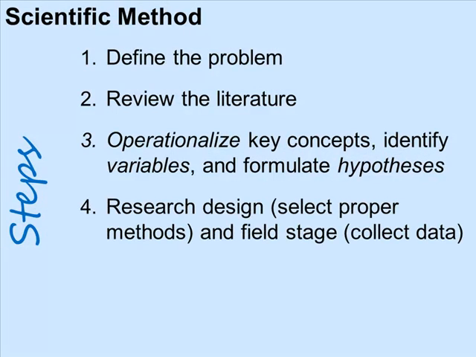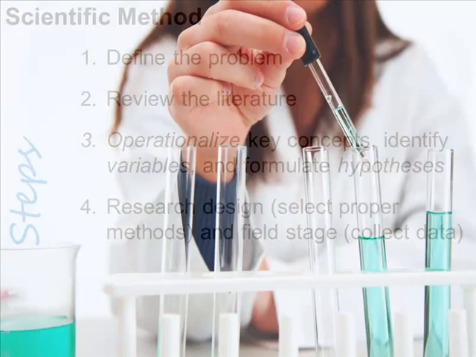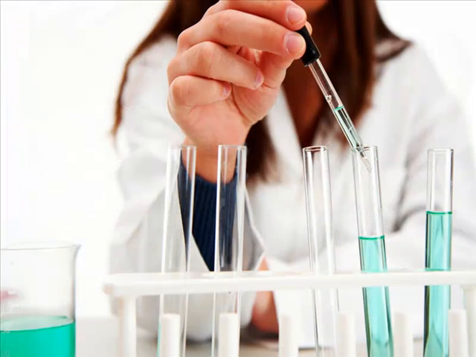Step 4. Research design and field stage. Now you need to decide which research methods will work the best in your situation. This is the step where you ensure the validity of your research, meaning that you measure what you intend to measure, and the reliability of your research, meaning that your procedure for collecting data yields consistent results.